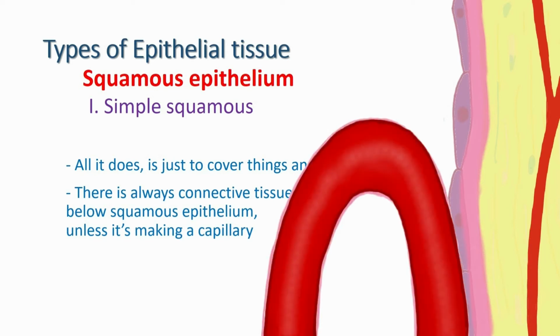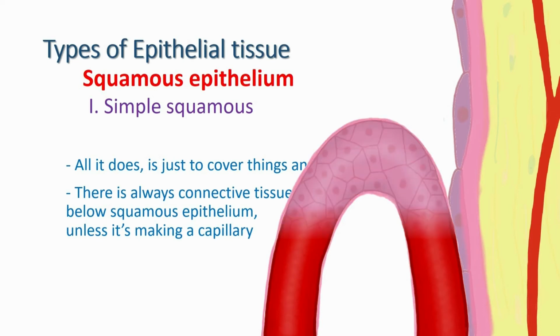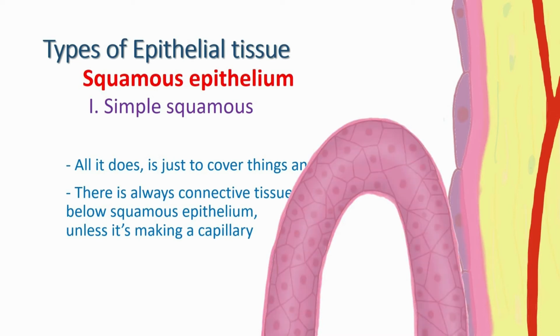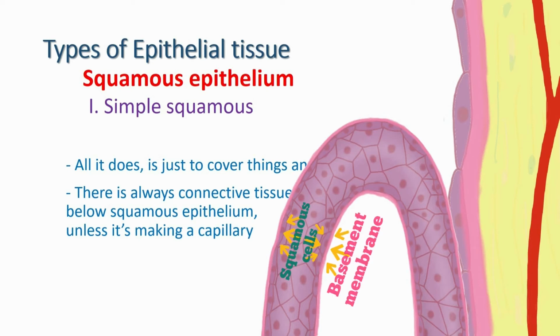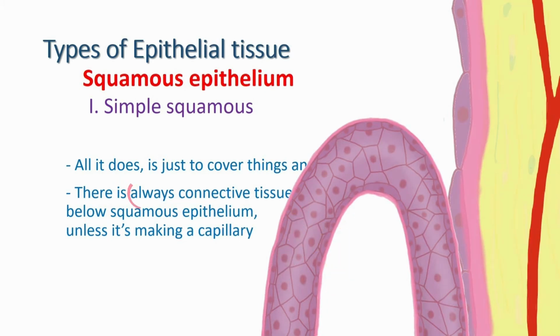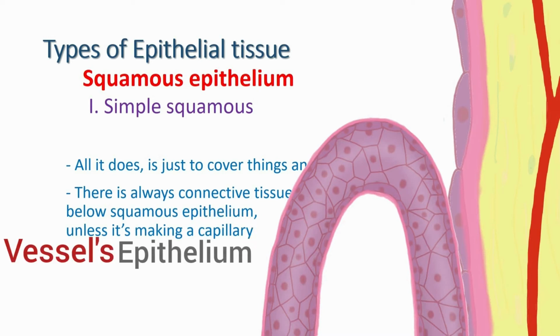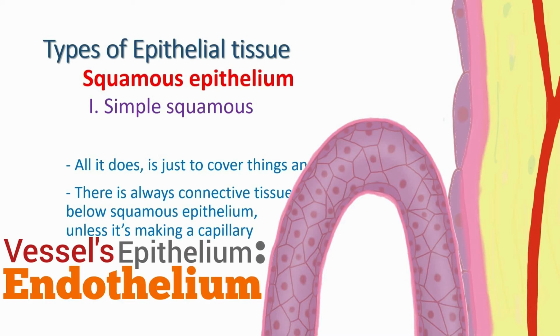This is a capillary and it's red. If you drain the blood out of this capillary, you'll see the basement membrane that covers the whole structure. If you cut it to see what's inside, you will see there's still nothing but a layer of squamous cells and its basement membrane, and no connective tissue. So once again, there's always connective tissue under the basement membrane unless it's the basement membrane of a capillary. And by the way, you can call the epithelium that's in vessels endothelium.